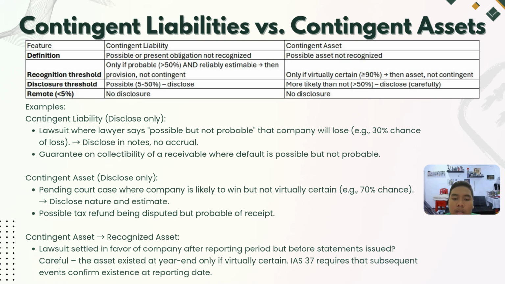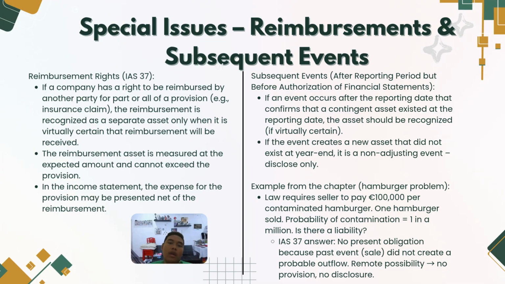For example, for a contingent liability, disclosure only: a lawsuit with a 30% chance of loss is disclosed, with no accrual. For a contingent asset, a court case with a 70% chance to win is disclosed, not estimated. The contingent asset becomes recognized if a lawsuit is settled after year end but confirms the asset existed at year end; then recognize it. And now we see the two special issues. Reimbursement rights under IAS 37.